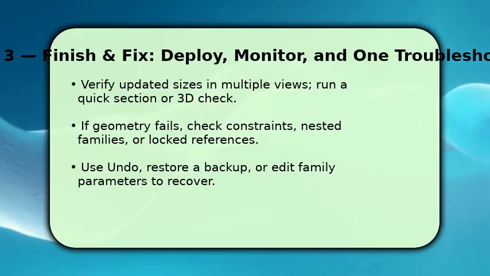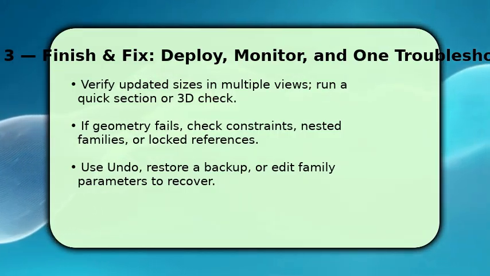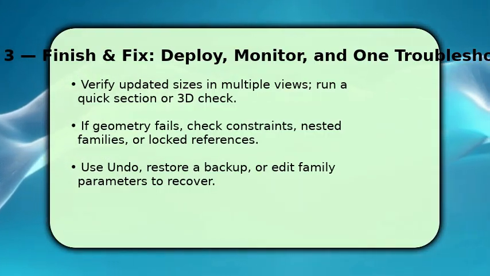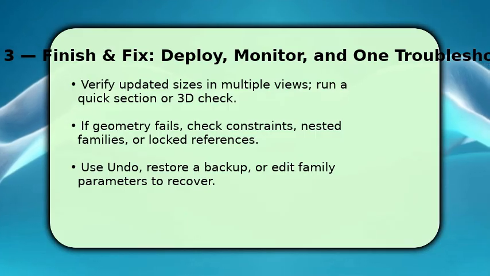If the geometry doesn't change, check for locked constraints, nested family behavior, or type-based parameters preventing change. That's the common why of failures. If needed, undo to the last good state, edit the family parameters, or load a backup. This troubleshooting tip gets you back on track fast.